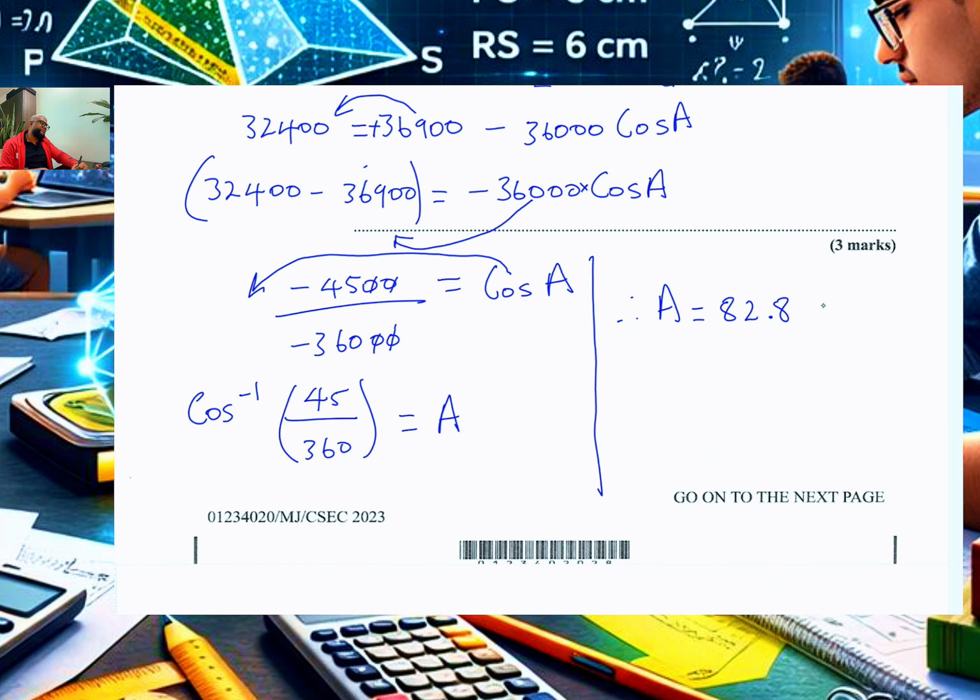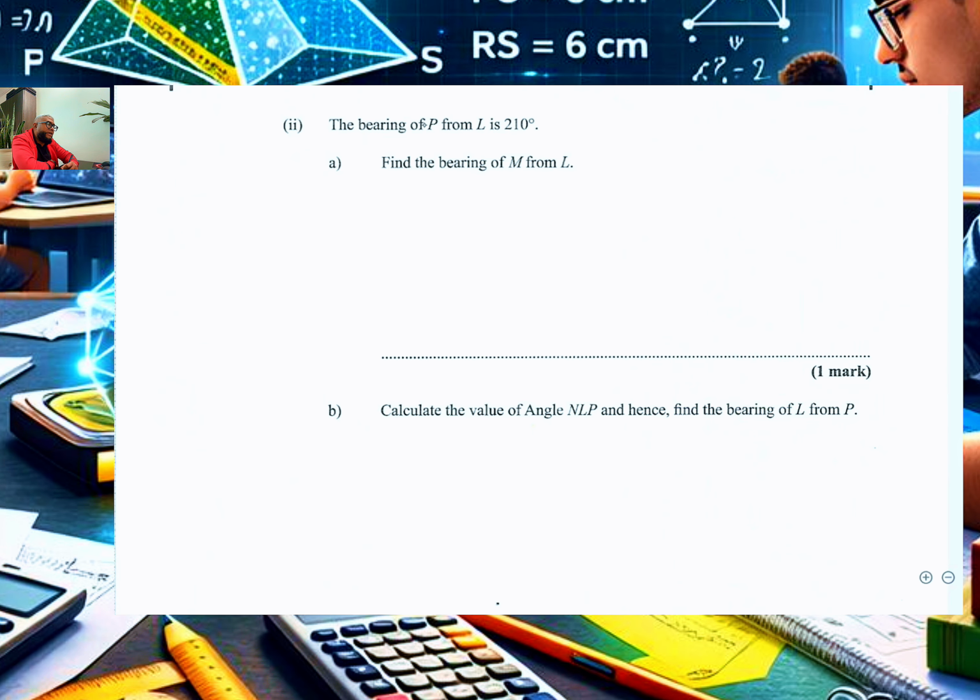82.81, I put 82.8, right? Degrees to 1 dp. We ain't come here to lose. So the bearing of P from L is 210 degrees. So we are coming from L.